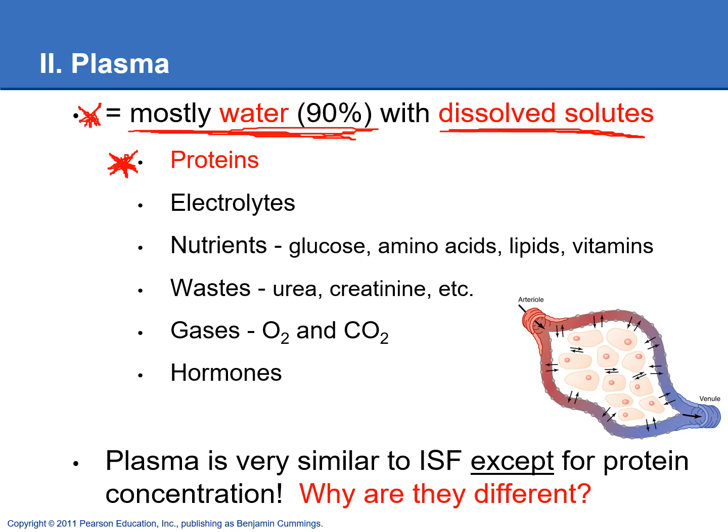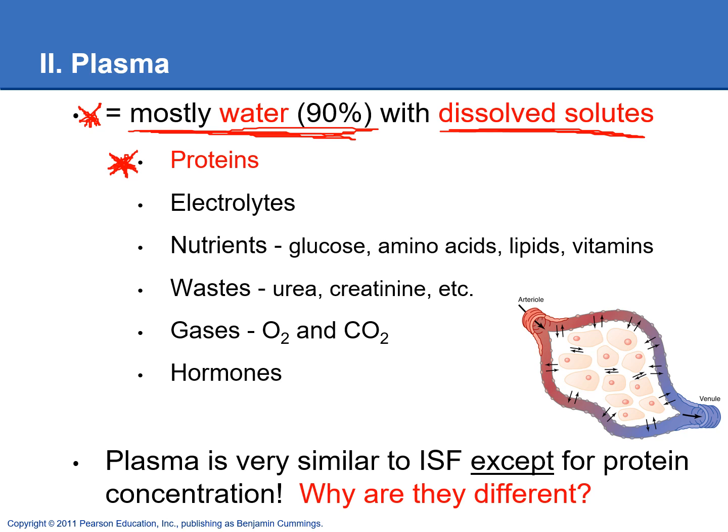And also dissolved in the plasma, we have some electrolytes, so things like sodium ions, chloride ions, potassium ions, and other ions. And we also have nutrients, things like glucose, amino acids, and other things. We also have waste products, things like urea, which remember comes from breaking down amino acids. We also have creatinine, which comes from creatine, which comes from the skeletal muscle, and remember that's used to make ATP. We also have gases like oxygen and carbon dioxide and hormones, and so those will all be dissolved in the plasma.